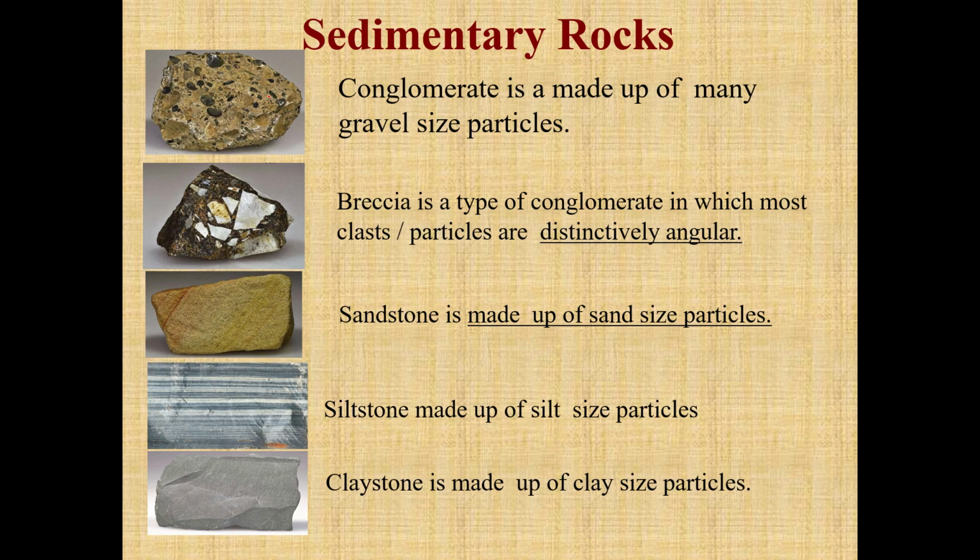Conglomerate. You can see the picture. They're made up of many gravel-sized particles, whereas breccia is a type of conglomerate in which most particles are distinctively angular. This is the difference between conglomerate and breccia. Breccia is angular, whereas conglomerate is nearly round.